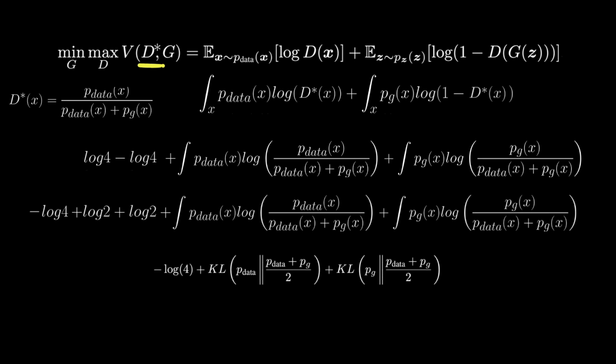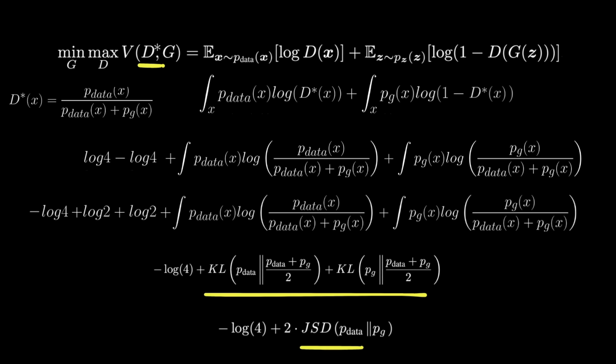The authors rewrite this expression as this, where for the purpose of this video, all we really need to know is that this is twice of Jensen-Shannon divergence metric between p data and pg, and it is another measure of how dissimilar two distributions are. And twice of this metric is exactly equal to the quantity that we had above. Moreover, its lowest value is 0 when pg equals p data.